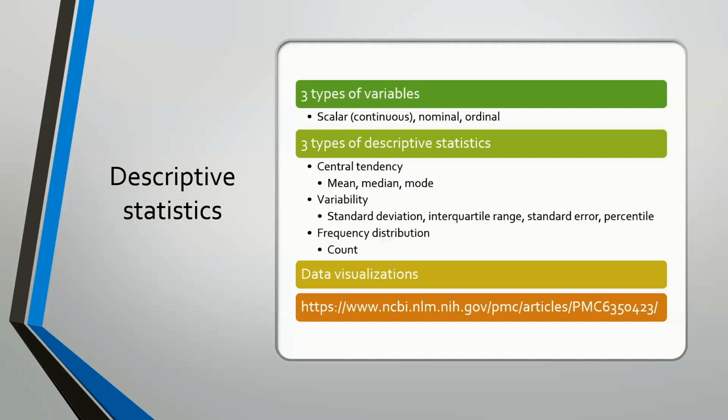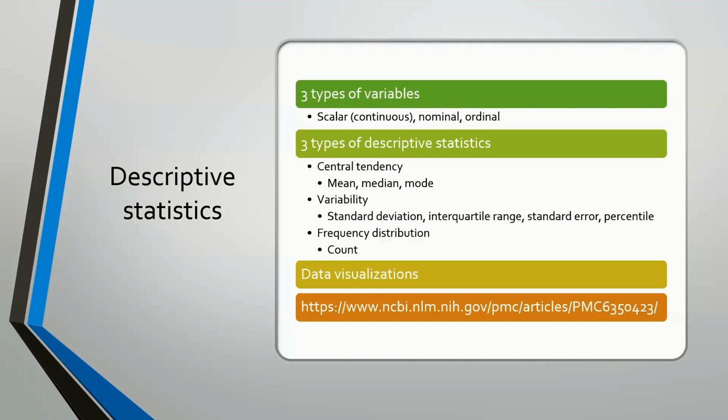Now, later we'll talk about when to report medians versus means when we're publishing a paper. We have also seen standard error reported as well as percentile. So these are all examples of data variability that are usually reported with measures of central tendency.